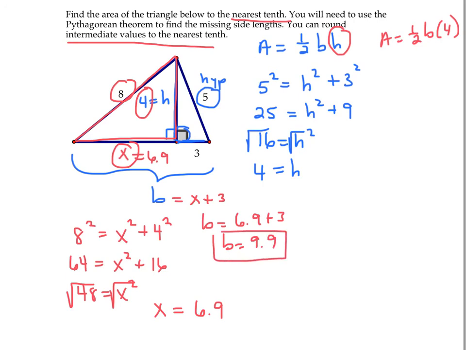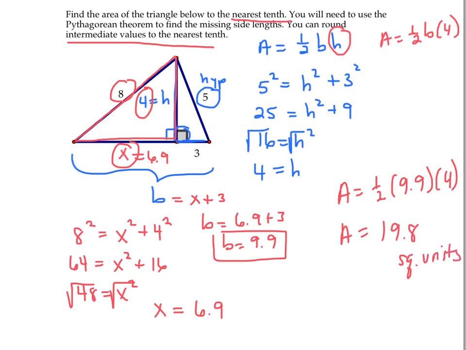Okay, plug that number in up here. We're going to have area equals 1/2 times the base, which is 9.9, times the height, which is 4. And you can take some help from your calculator if you want. And the final answer would be 19.8. And we're going to say square units on there because it is an area, and area is measured in square units. So 19.8 square units is the final answer.